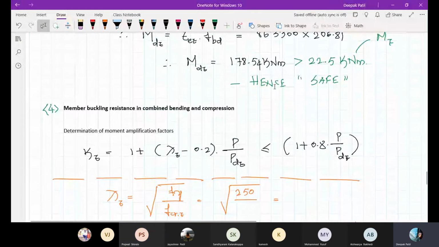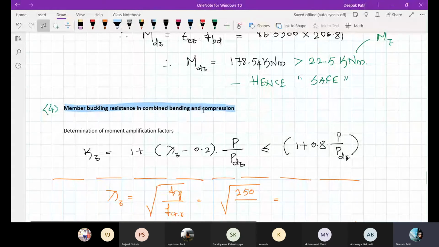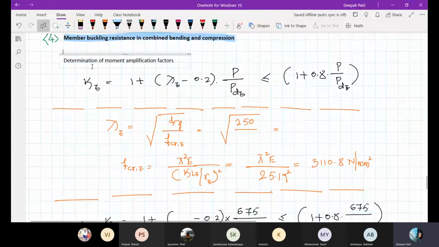Now let me go to the last check, that is the fourth check, wherein we'll be checking the member buckling resistance in combined bending and compression. But before that, I need to find the moment amplification factor. In the previous example, I used to calculate Kz, Ky, KLT, and CMZ, CMY, CMLT. Here only one term will be required, that is Kz, because the column is subjected to only uniaxial bending moment. So Kz, as per IS 800/2007, the clause is 9.3.2.2. In that, Kz can be found using this formula.